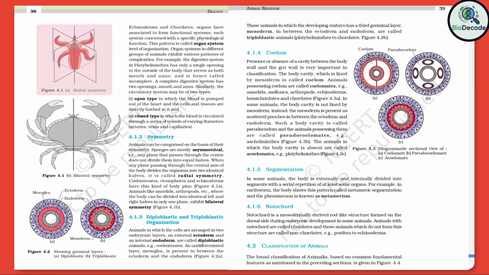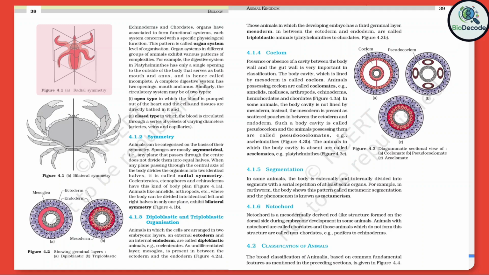Figure 4.1a. Radial symmetry. In this diagram, the organism's body is shown arranged around its central axis, like spokes radiating from the hub of a wheel. Any plane passing through the central axis divides the body into two identical halves. This type of symmetry is common among aquatic animals such as Hydra, Aurelia jellyfish, and starfish during certain life stages.